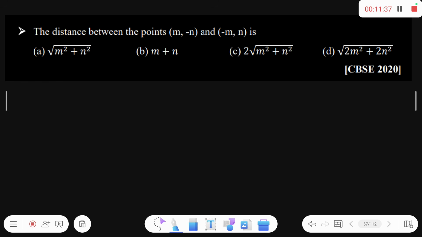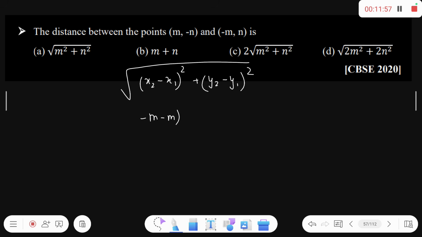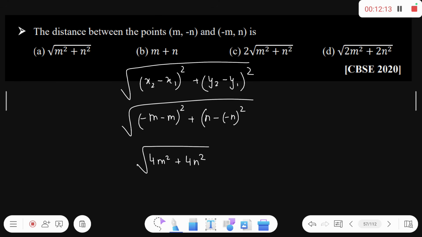Next, the distance between the points m, minus n and minus n, m is, so your distance formula is square root of x2 minus x1 whole square plus y2 minus y1 whole square. So minus m whole square plus m minus n whole square under the root. This comes out to be minus 2m square is 4m square and 2n square is 4n square under the root, or you can say 2 times root of m square plus n square is your answer.